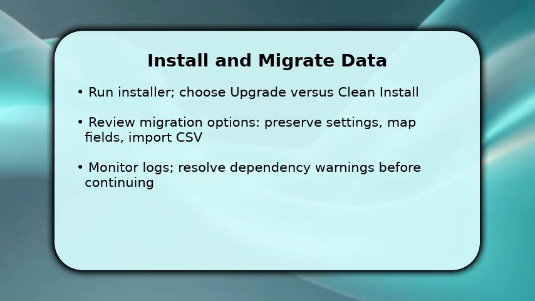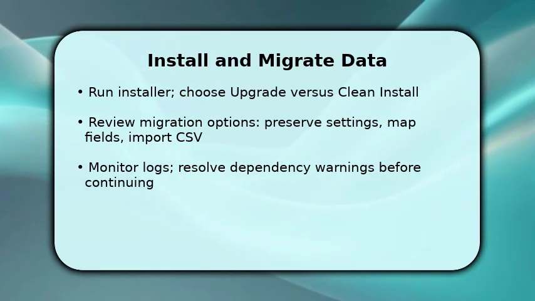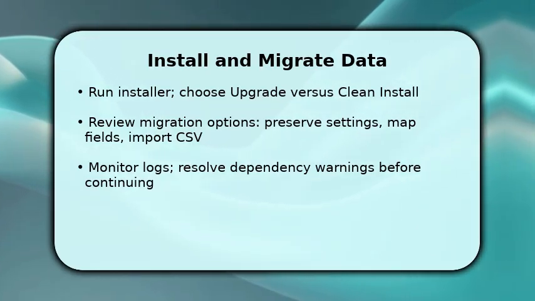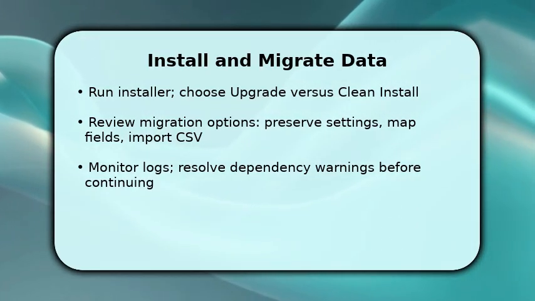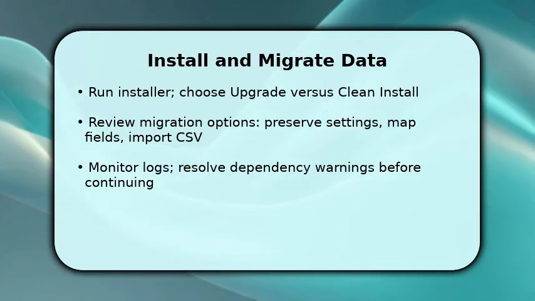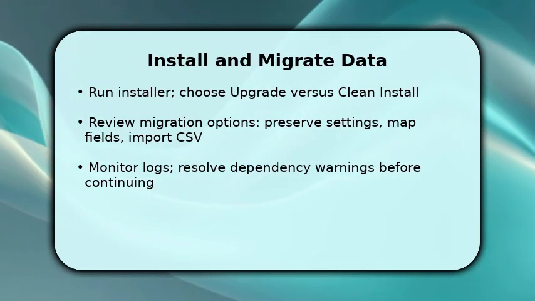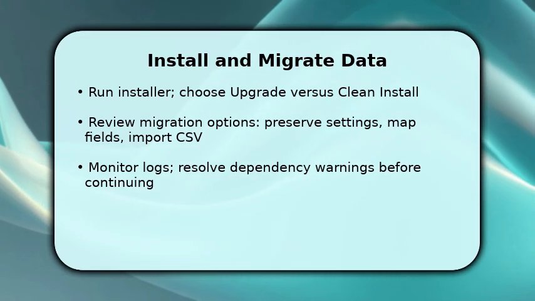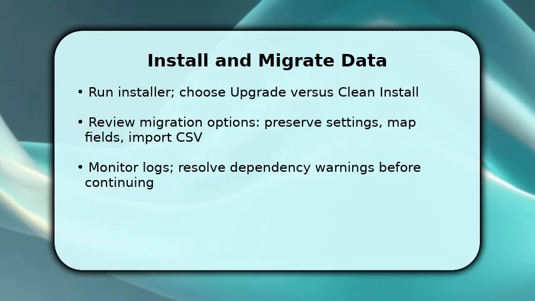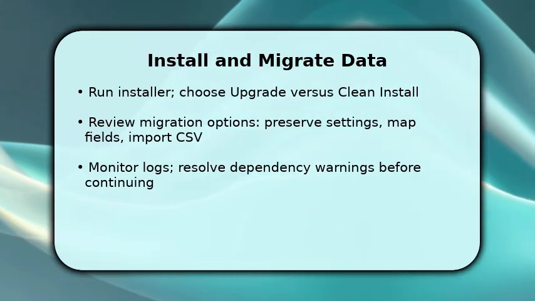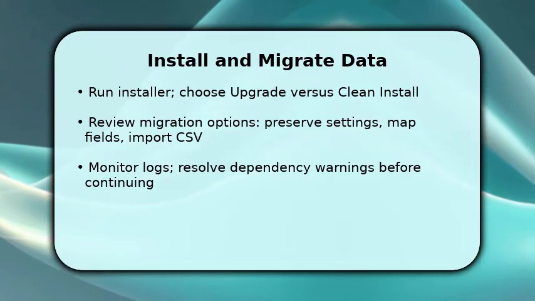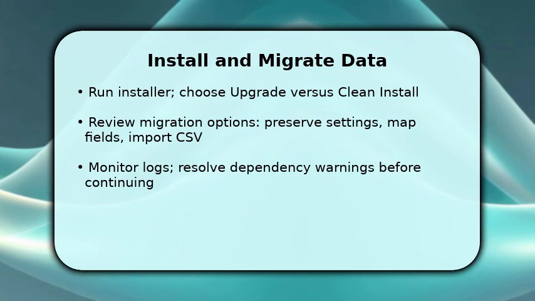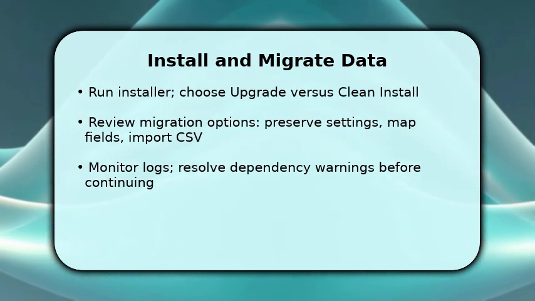Run the installer and select upgrade if you want to preserve existing settings, or clean install for a fresh start. During migration, choose preserve settings, map custom fields, and import any CSV exports you created earlier. Monitor the installer logs for dependency warnings or permission issues and resolve them before the process continues. If prompted, re-enter API keys or reauthorize integrations. Take your time with mappings so task metadata and deadlines remain accurate post-update.